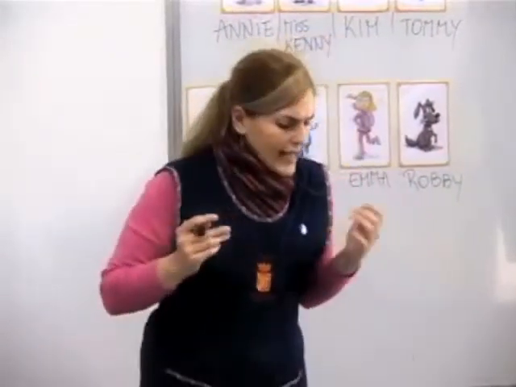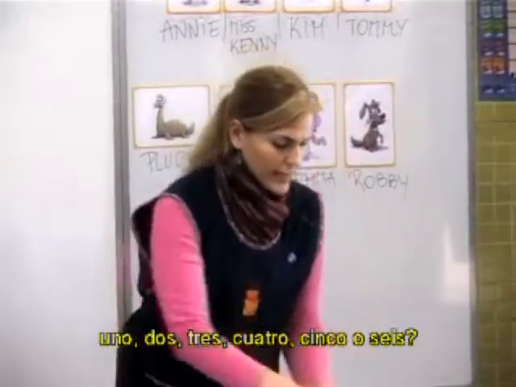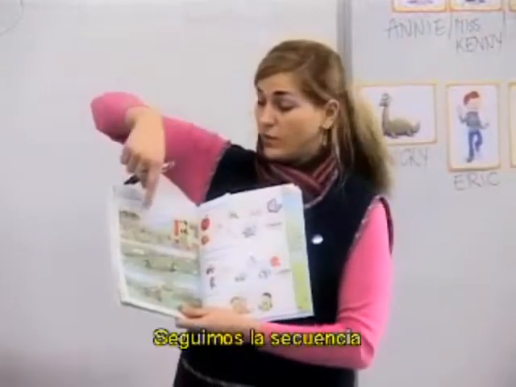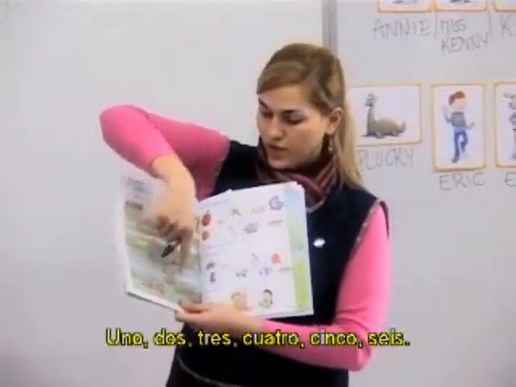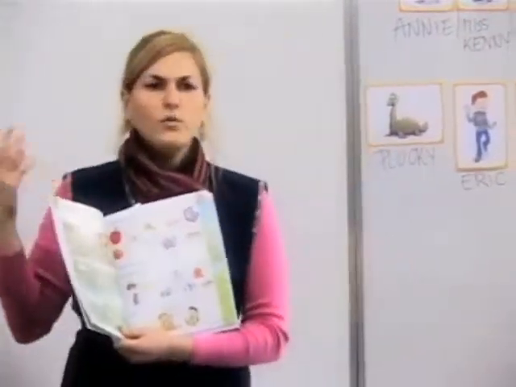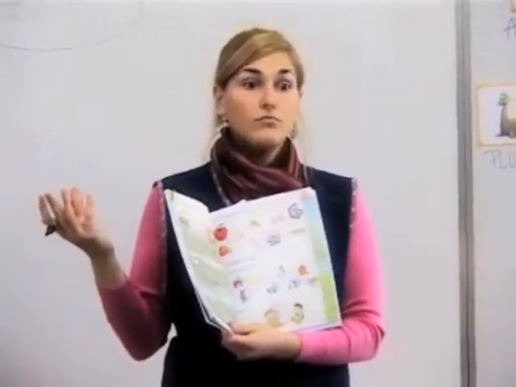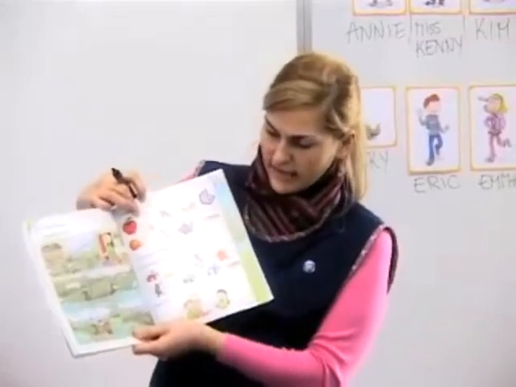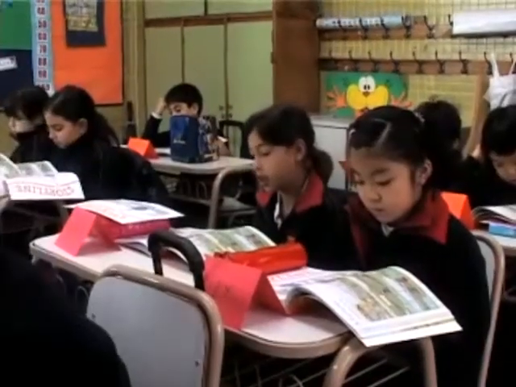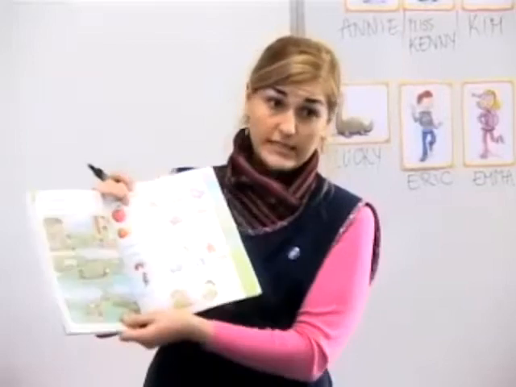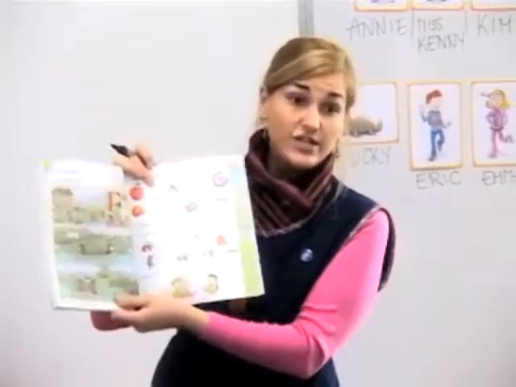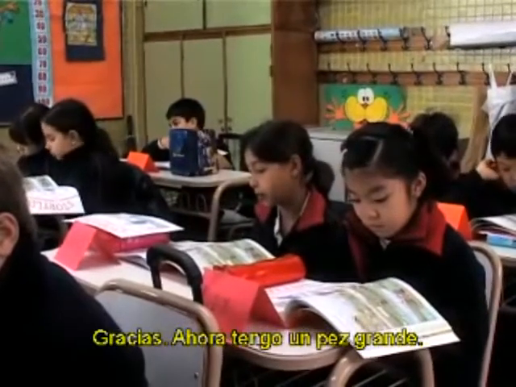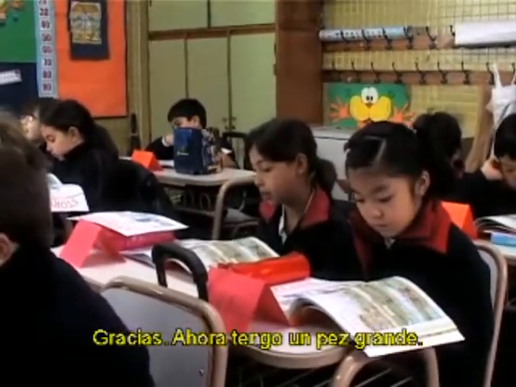Por ejemplo, ¿en qué picture? 1, 2, 3, 4, 5 o 6. We follow the sequence. ¿En cuál hay un character diciendo algo? El 6. En el 6, very good. ¿Y qué está diciendo? ¿Y quién habla ahí? It's a man, we can say. And what is he saying? Can you read it out? Thank you. I have a big fish now.